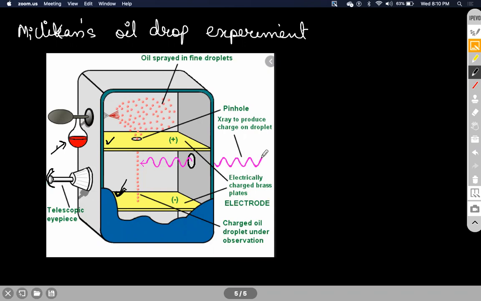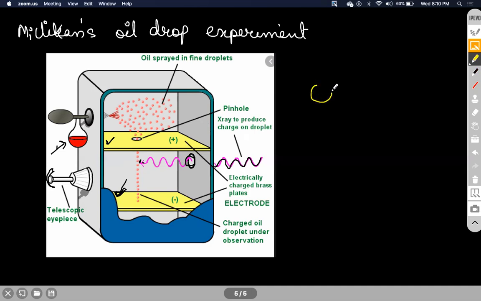Now the oil drop is falling down. From this path, an X-ray is passed through this hole, striking directly on the oil surface. X-ray is a kind of ray, and electrically charged brass plates are there. How is X-ray a ray of electrons? Isn't it electromagnetic radiation? Okay, electromagnetic radiation. Now X-ray produces charge on the droplet. How will it produce charge? Okay, fine, I'll tell you.